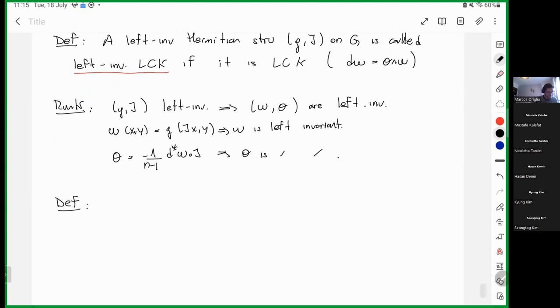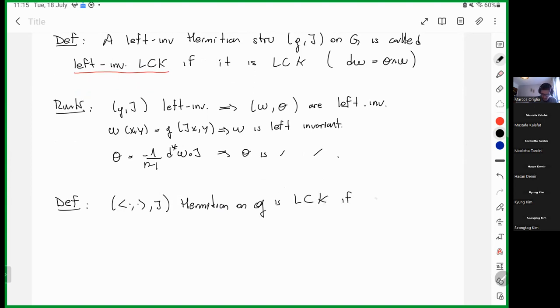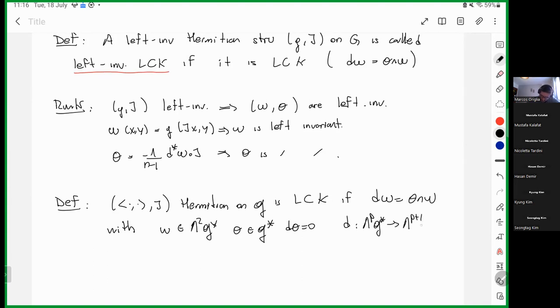So definition. Inner product, complex structure, G is called LCK, locally conformally Kähler, if the same condition that we have for manifold is satisfied, right? But here there are different objects because we have only a vector space. So omega lives in lambda 2 of G star. And theta is just in G star, and of course closed, right? So here d is just the exterior derivative, from p-forms to p plus one forms. So that's the definition of LCK at the Lie algebra level.